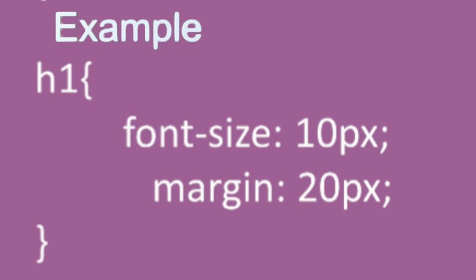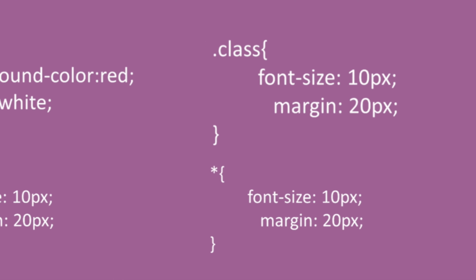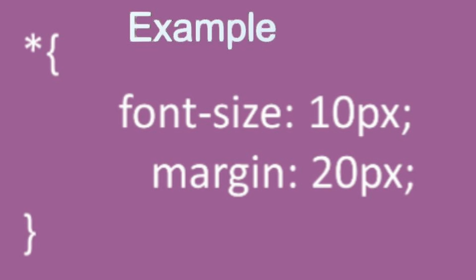In the next example, there is an HTML element selector. The element selector is H1. In the block, the font size is 10px and the margin is 20px. These are the properties for the CSS styling. In the next example, we can see this is called the universal selector. We will later on understand it deeply.